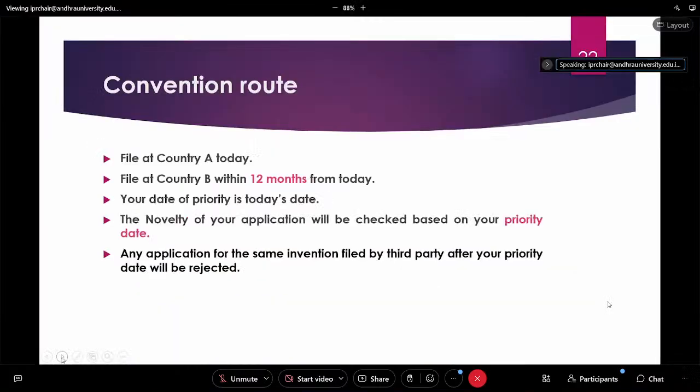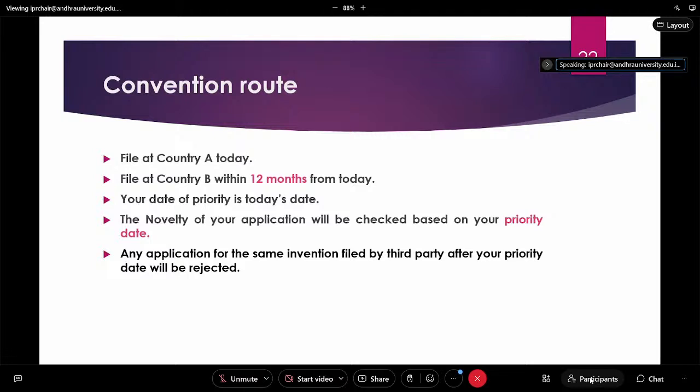Convention route is the one I told you about on that slide. File in country A and then go to country B within 12 months. Your date of priority will be today's date, and novelty will be checked based on your date of priority. Any application for the same invention filed by a third party cannot destroy your novelty because you have already filed it. So did you get it?